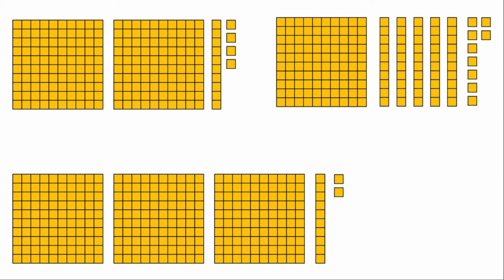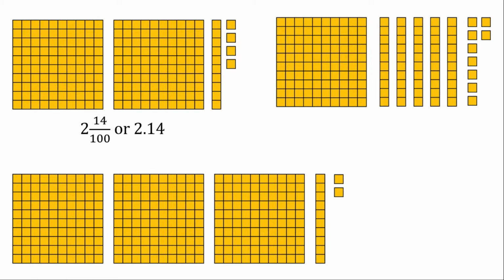Welcome back, let's check your answers. In the top left we have 2 wholes, and then what's the fraction bit or the decimal bit? 1/10 and 4/100ths. So 14/100ths, so 2 and 14/100ths. And you can write that as a fraction, or you can write 2.14.